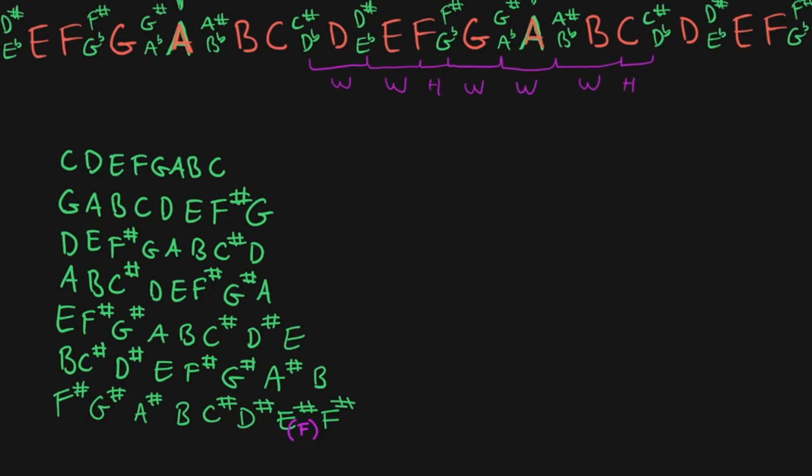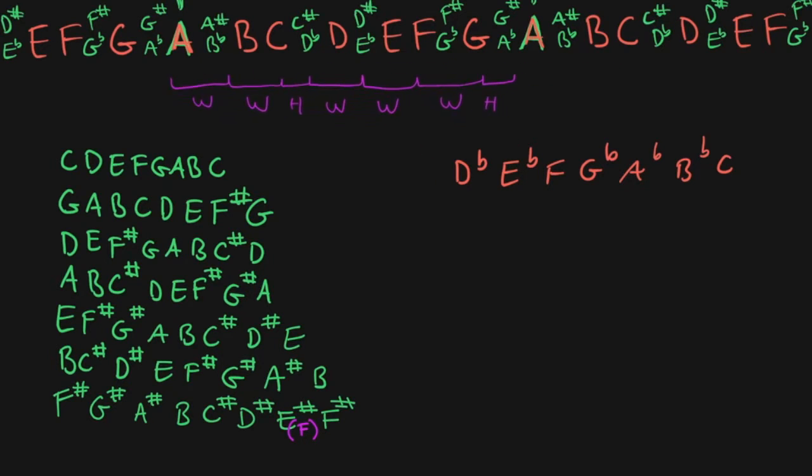Moving forward, we're going to be discussing these same major scales, but utilizing flats. So we're going to talk about them with the flat name as opposed to the sharp name. So this is going to be D flat major scale, which consists of these notes: D flat, E flat, F, G flat, A flat, B flat, C, D flat.